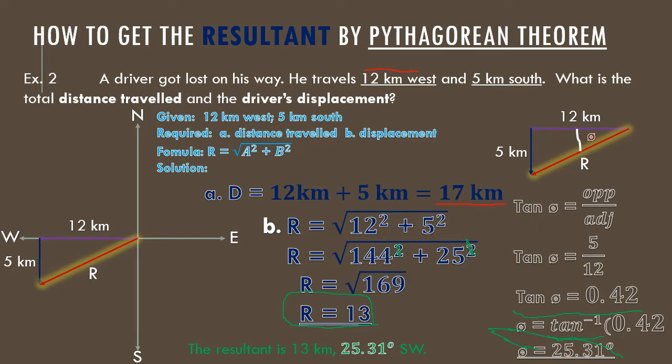So, the resultant is 13 kilometer, 25.31 degrees southwest. So, southwest siya. In between south and west.